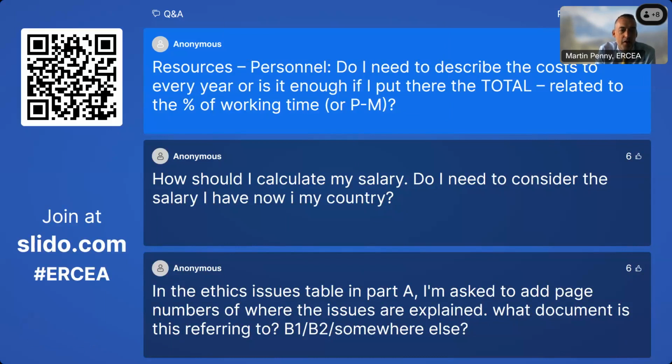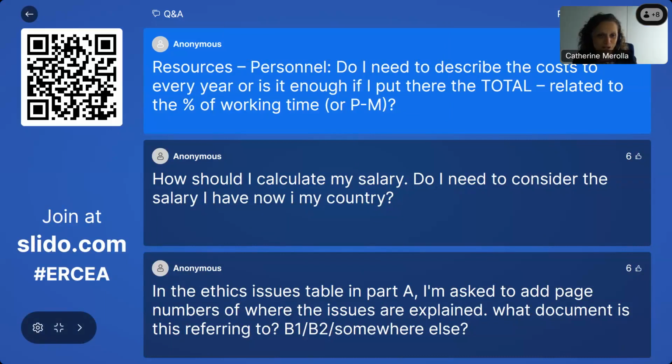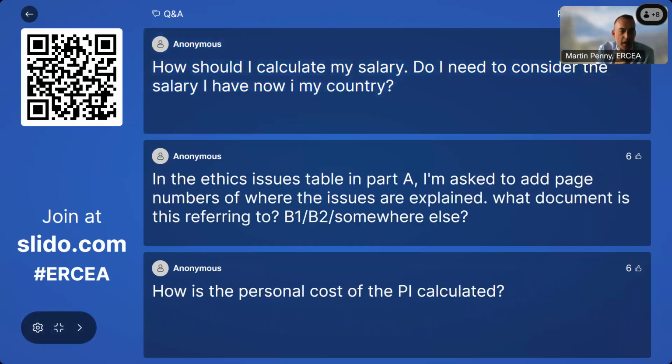Do I need to describe the costs every year, or is it enough to put the total relating to the percentage working time or to person months? No, just put the total. In the resource section you are actually limited in terms of content. So just briefly describe, and you can put the percentage of working time, yes. Thank you very much, Catherine. And then again, a question for you.